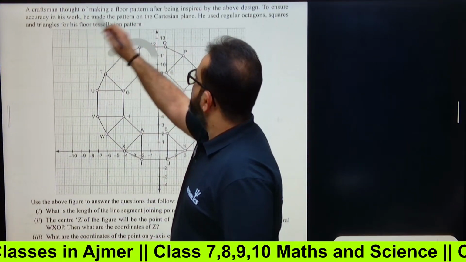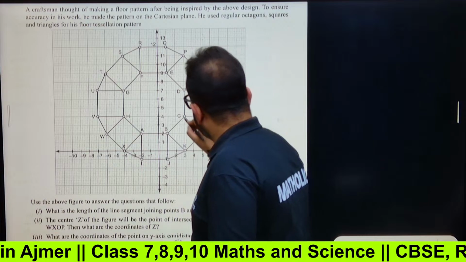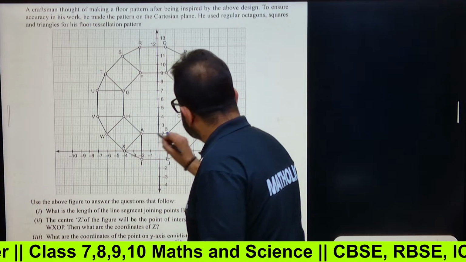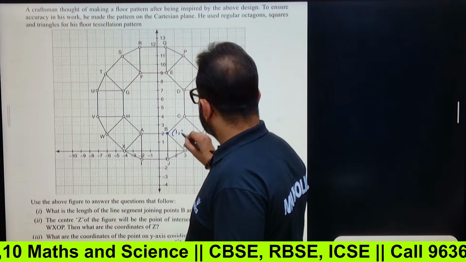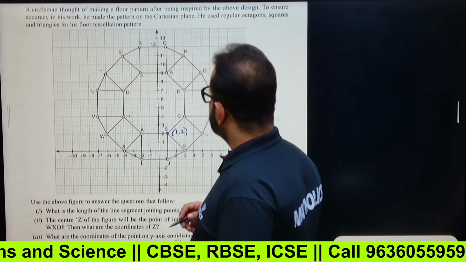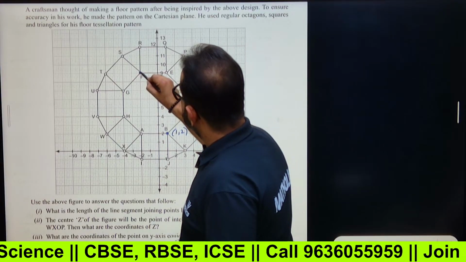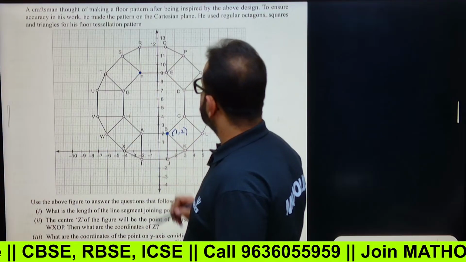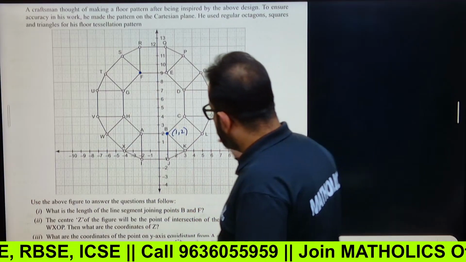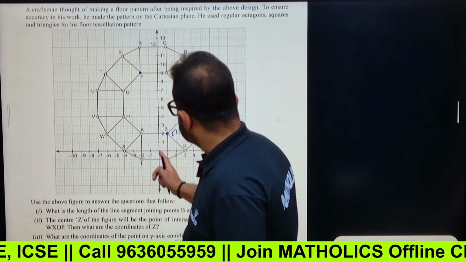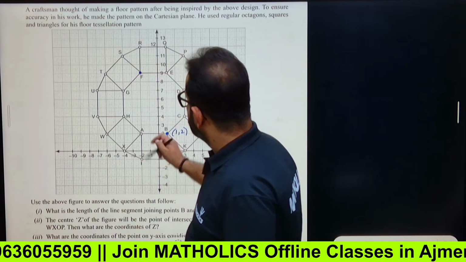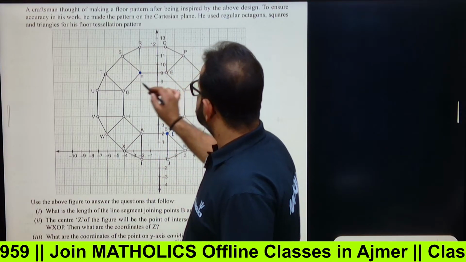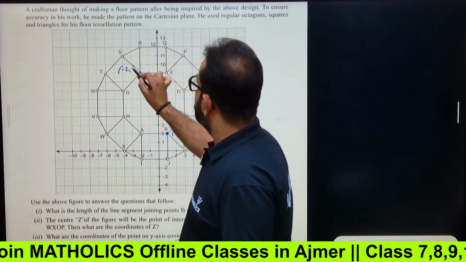Coordinates of B: x is 1 and y is 2. That means (1, 2). What are the coordinates of F? This was the coordinate of B. Coordinate of F, x is obviously minus 2. This is 0, 1, minus 1, and so on. So for this, x is minus 2 and y is 9. So (minus 2, 9).